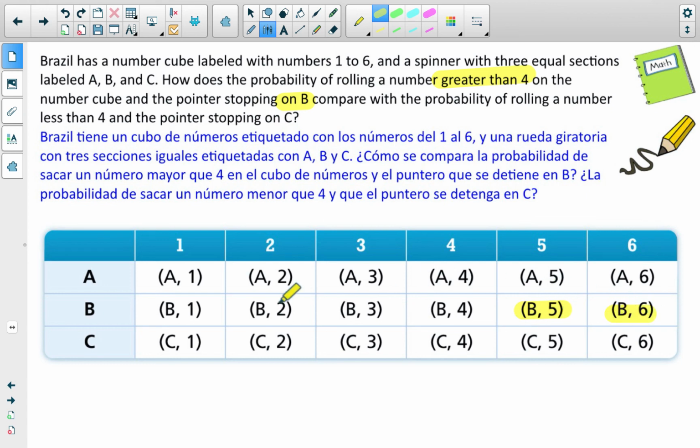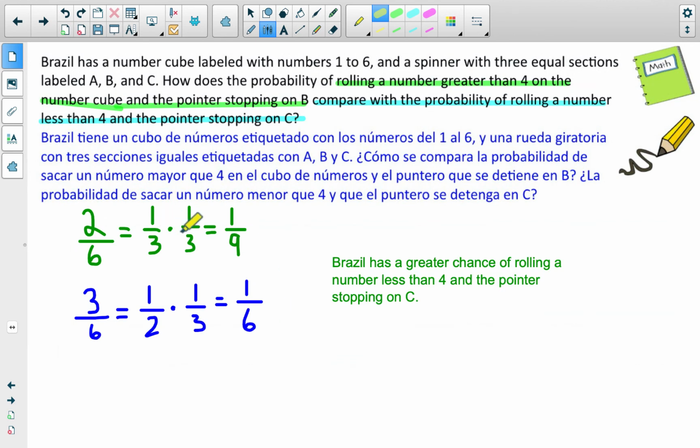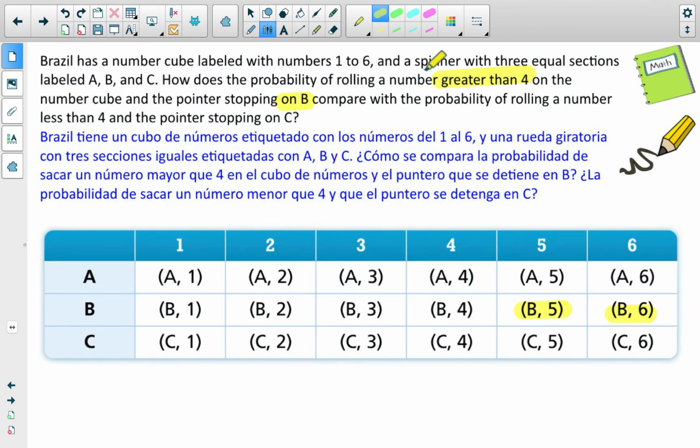So that represents 2 out of 3, 6, 9, 12, 15, 18. So that's 2 out of 18, which simplifies to 1/9. See how that multiplication got the same answer?